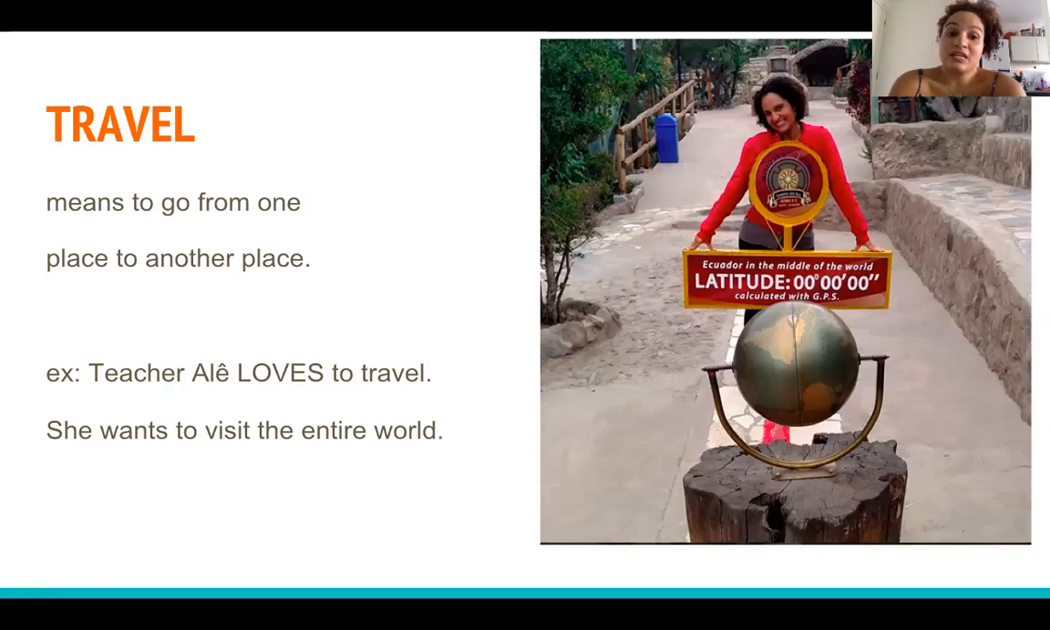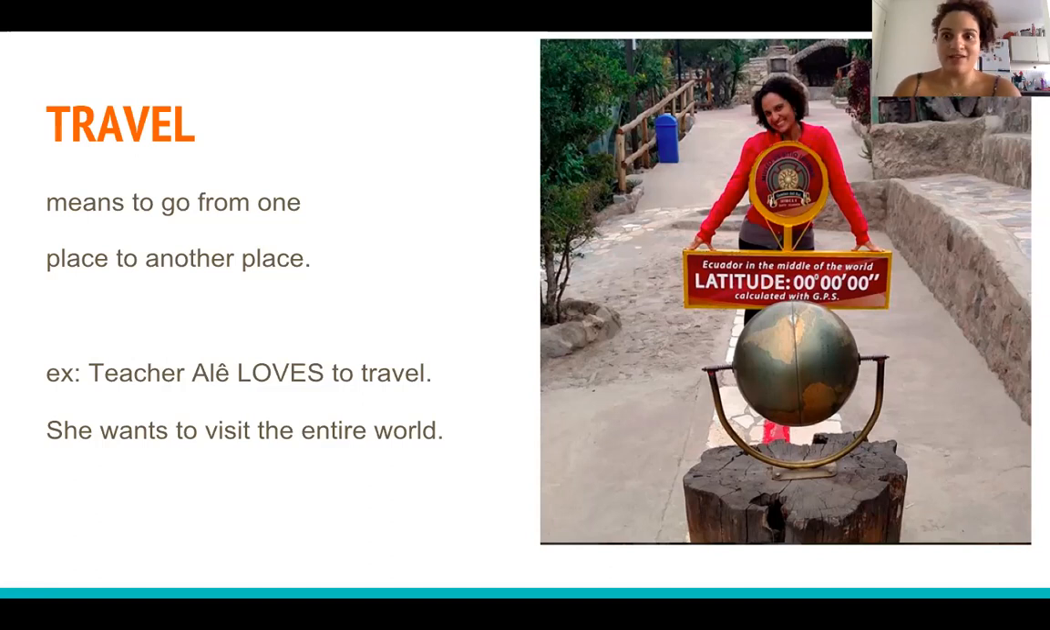So to travel is when you go from one place to another place. Right now, we can't travel anywhere, right? We have to stay in. But when we are able, I'm going to travel so much. I had a trip planned for this Easter. I was going to go to São Miguel do Gostoso, but I had to cancel. So Teacher Ale loves to travel.